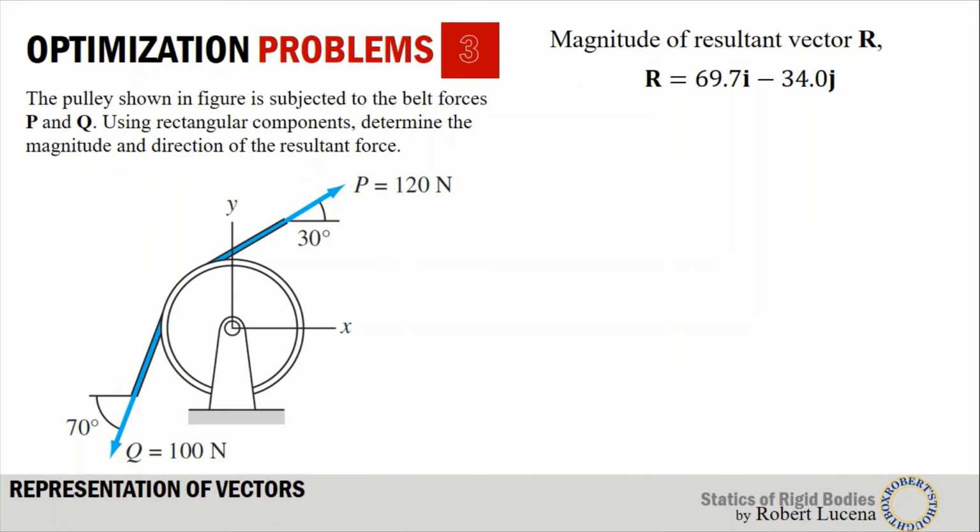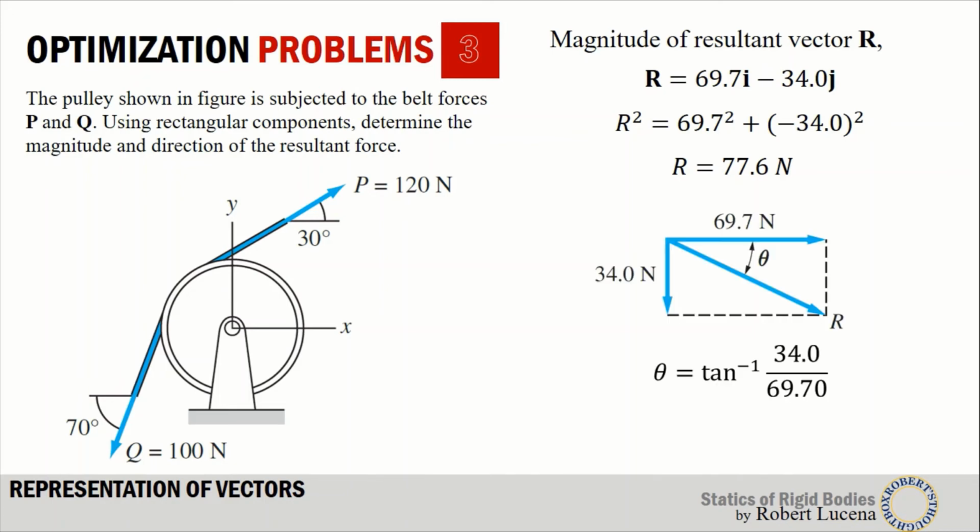Now the magnitude of the resultant is simply determined by summing up its components. So we have R squared is equal to 69.7 squared plus negative 34 squared. We have the value of the resultant acting on the pulley equal to 77.6 Newton.